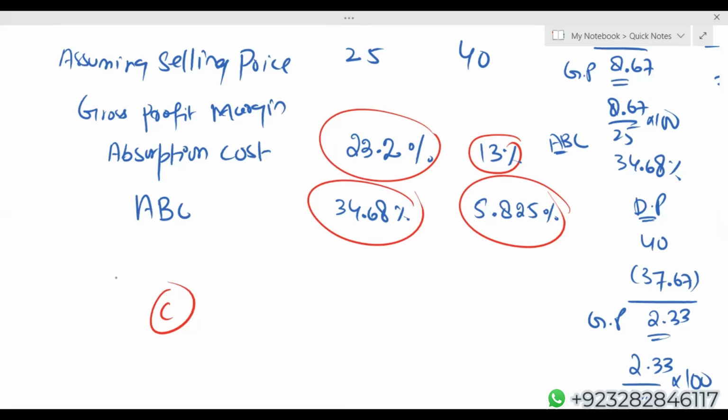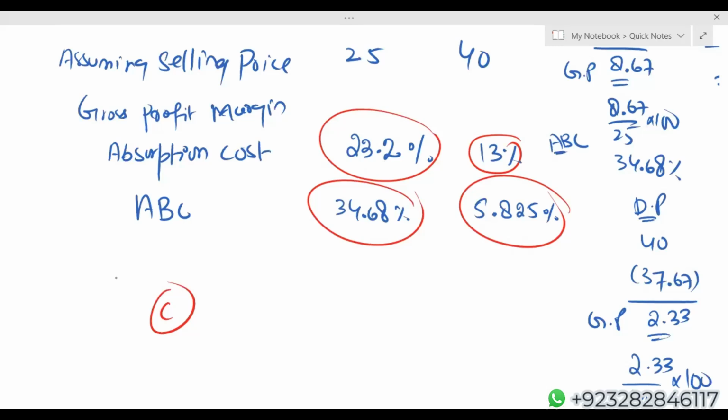Unfair allocation under absorption costing. Second, in absorption costing, the way we calculate the overhead rate is inappropriate, because we have calculated the FOH rate just on the basis of direct labor hours, but we know that labor hours are not the only reason for overheads. There are other reasons due to which overheads have been incurred.